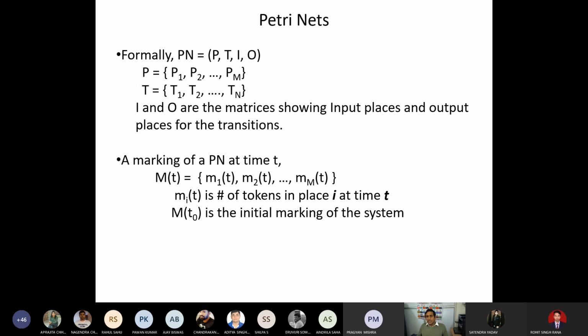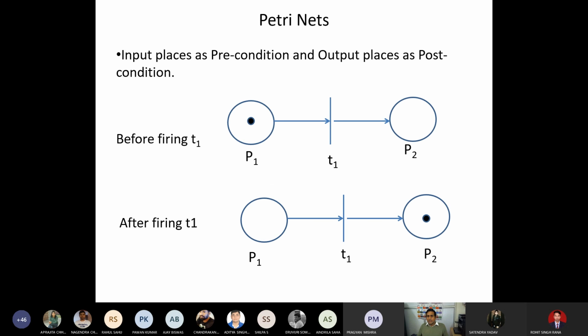So in the previous diagram, initially we start with the marking 1 and 0. After some time, the marking changes to 0 and 1. Now this is a very simple system, where there is only one processing required, one input place and one output place.